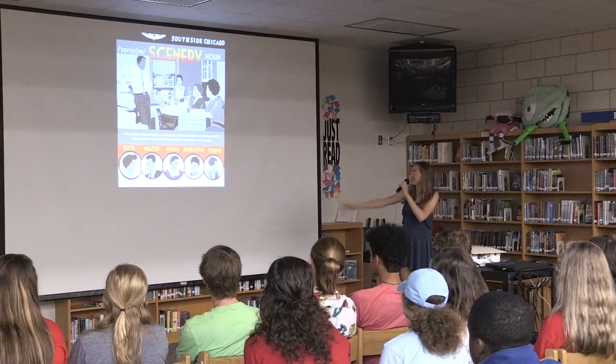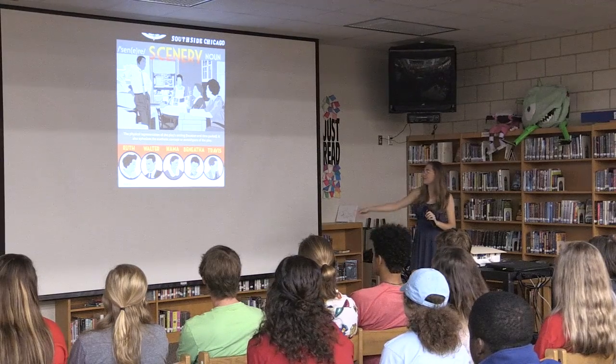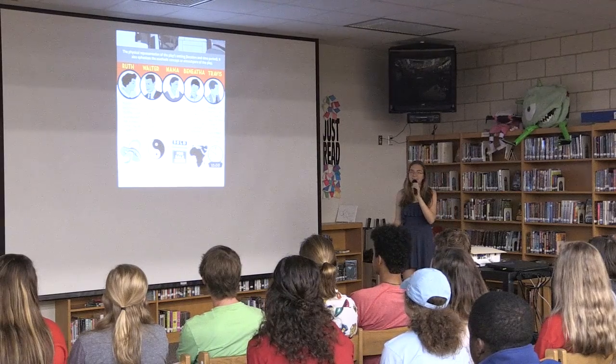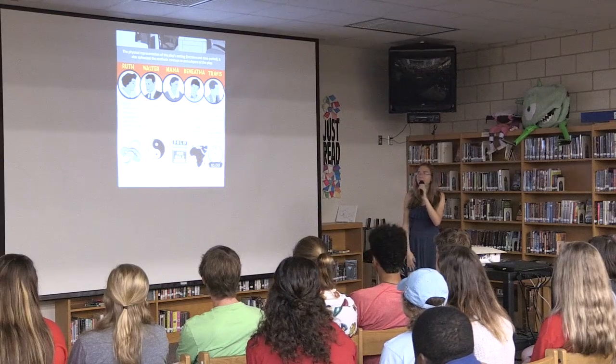Okay, so below here I have my characters, which are Ruth, Walter, Mama, Benita, and Travis. And can you slow down, please? So Ruth is Walter's wife and Travis's mother, and she is pregnant throughout the book. So for her symbol, I have a pacifier for the baby.